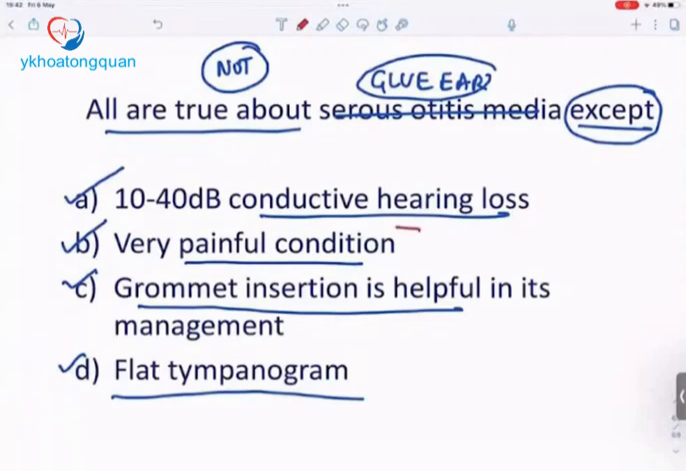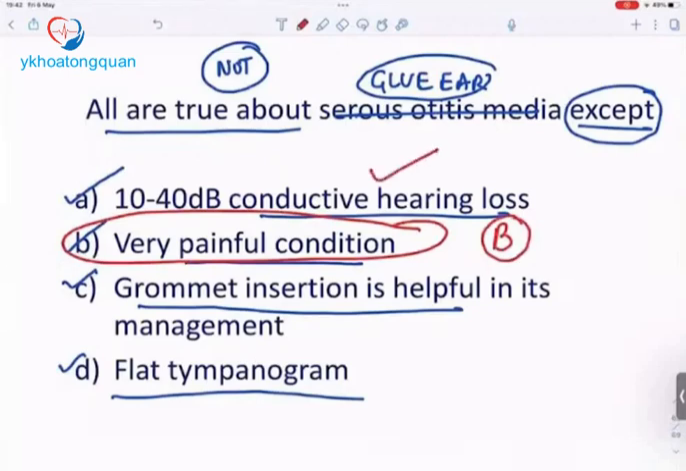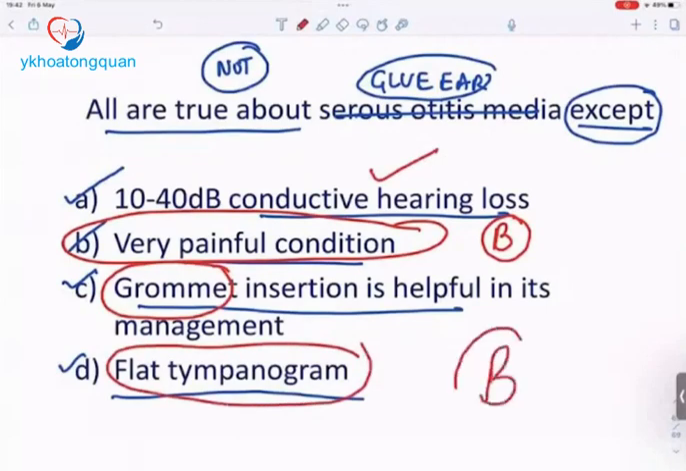Very good. It is not a painful condition. The answer is B. B is not true. There is conductive hearing loss. Yes, glue ear needs grommet. Flat tympanogram, type B, correct. The answer of this question is B. Glue ear is not a painful condition.